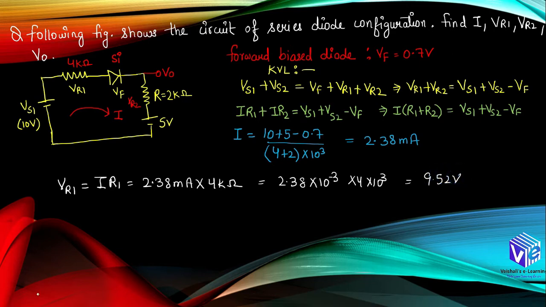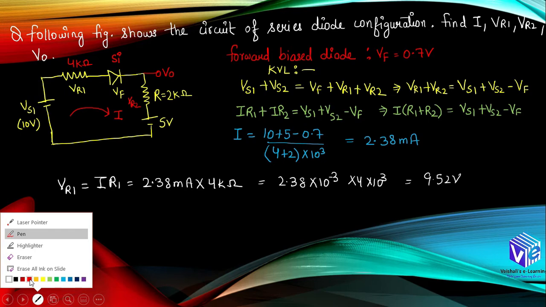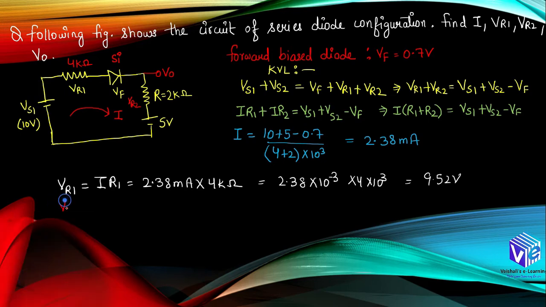Right, so now we have calculated VR1 as well. Now coming to the next value that we have to find out, that is VR2. So how can we calculate VR2? I into R2 is going to give me the VR2, which is 2.38 milliampere multiplied with 2 kilo ohm.